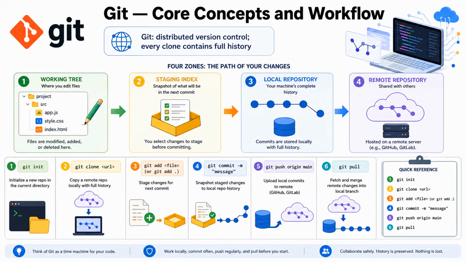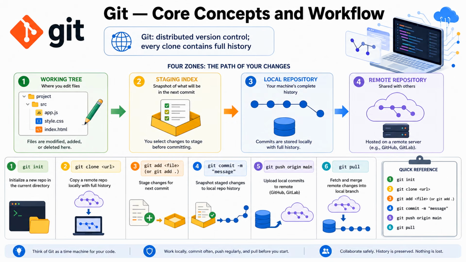Zone 4, the remote repository: GitHub, GitLab, or your organization's internal Git server. git push origin main uploads your local commits to the remote branch named main on the remote named origin. Other team members can then access those commits. The reverse flow, git pull, fetches new commits from the remote and merges them into your current local branch, bringing you up to date with changes your teammates have pushed.